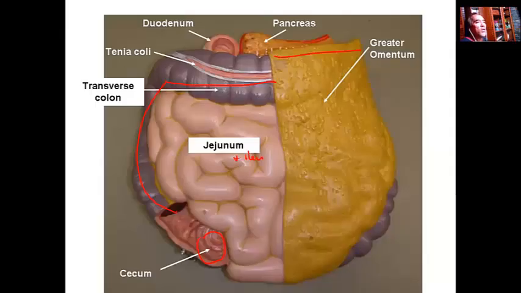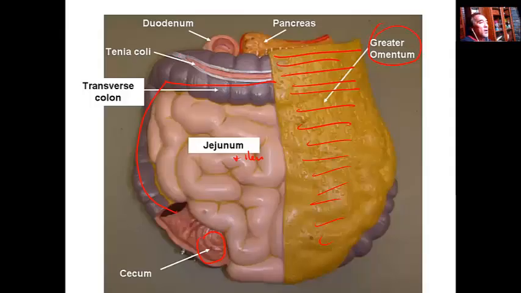Now this structure that looks like an apron cut in half, okay, it covers the anterior part of the model. That's your greater omentum. Okay, then this longitudinal muscle thickened area of the large intestine, that's called the taenia coli. They're the ones that will create the haustra. They're called haustra.